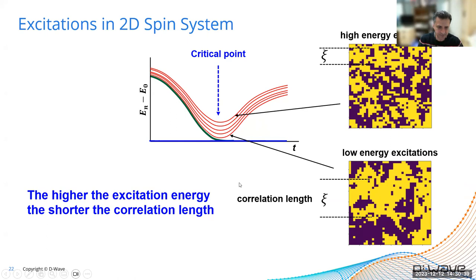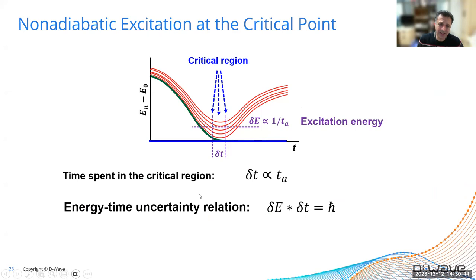Now, because you're annealing, you also have to think about time. And we know there's an uncertainty relation between energy and time. More specifically, if I define a time delta t that you spend within this critical region where the gaps are small, if you spend very little time in this region, then you get a huge uncertainty in energy. And the uncertainty in energy will be inversely related to the total time, or proportional to the speed of passing the critical point.